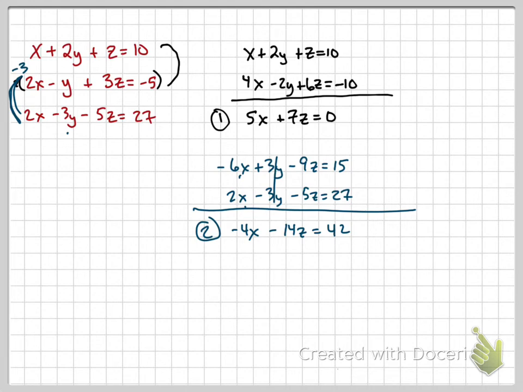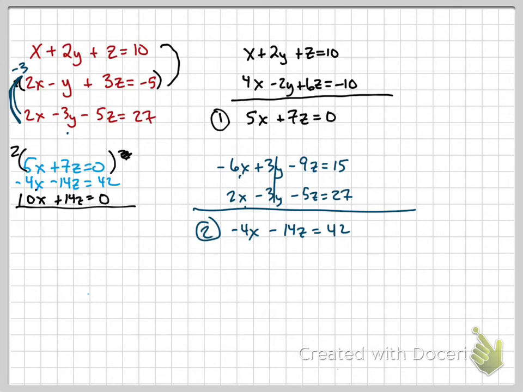So look at the two equations I have. I have 5x plus 7z equals 0, and I have a negative 4x minus 14z equals 42. Right? What can I multiply the top by to get rid of the z's? Two. So if I multiply it by 2, that would give me what? That would give me 10x plus 14z still equals 0.